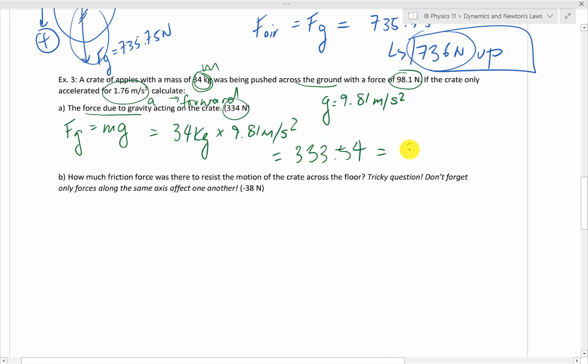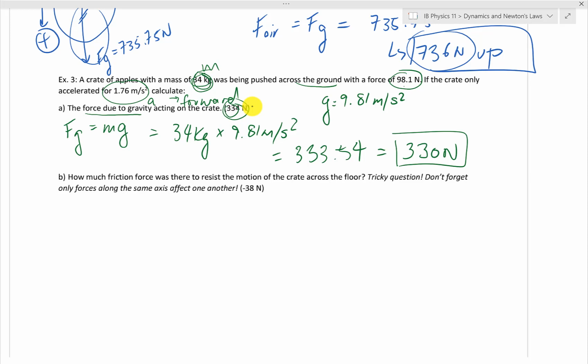So this gives us, rounding to two significant figures because of the mass, 330 newtons. I even have the right sig figs there. So that is the first problem. Simple. The second question: how much friction force was there to resist the motion of the crate across the floor? So we want the friction force across the floor.